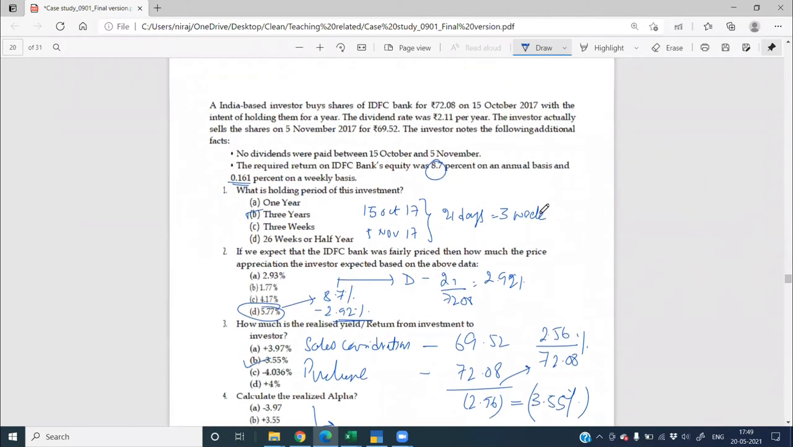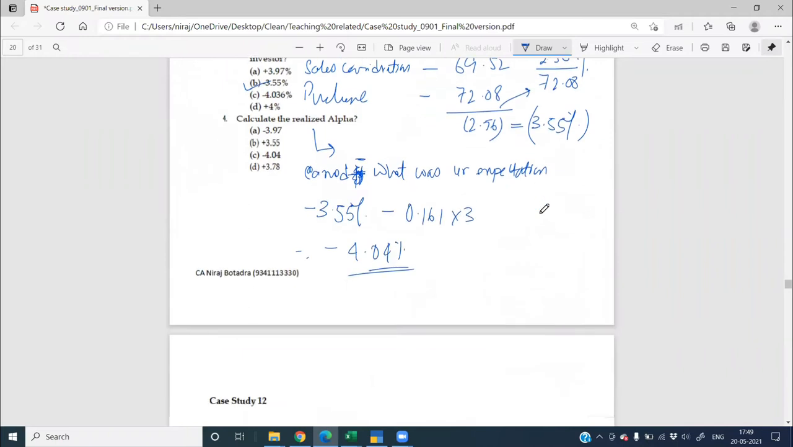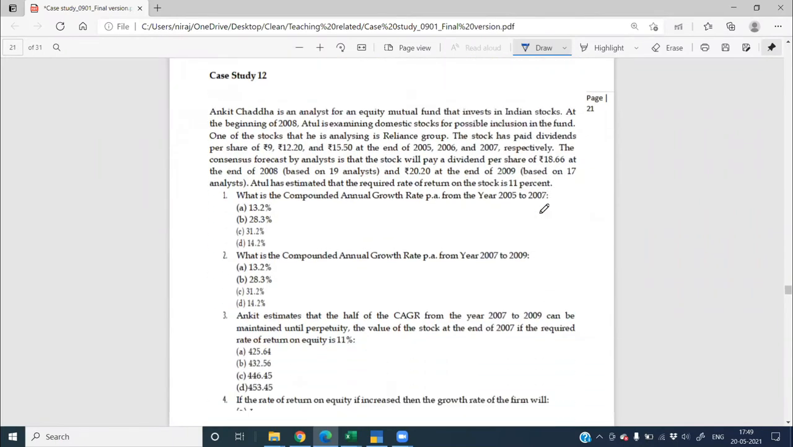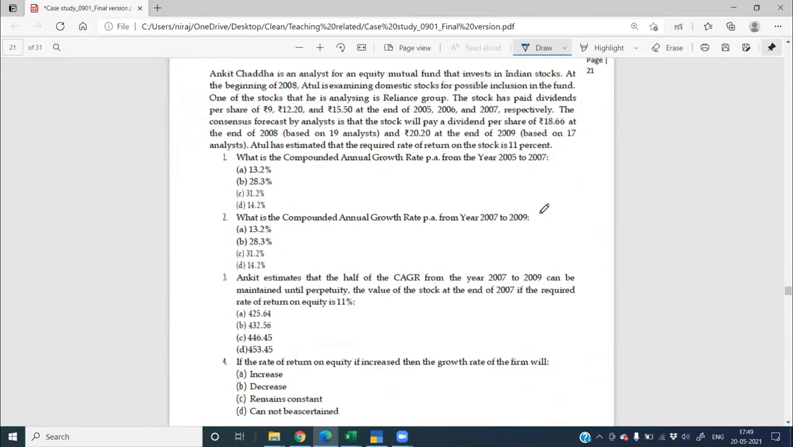Okay, case study number 11 we had already solved. Okay, case study number 12. This is a very interesting case study. Okay, very simple one, but there are two concepts which are very interesting in this case study. Okay, so first let's read this case study.